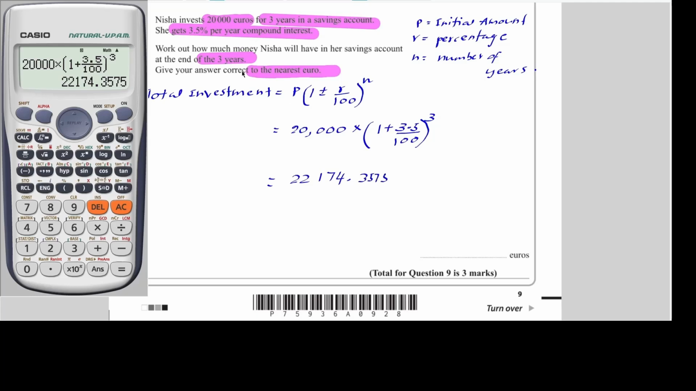Now we need to leave an answer to the nearest euro. So nearest euro is this one. These are cents. Nearest euro is this one. Then you have to look at the digit after that, which is 3, which is less than 5. Therefore, we do not add anything to this one. Then we leave our answer as 22,174.